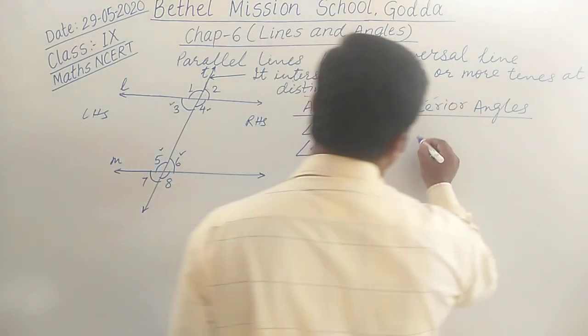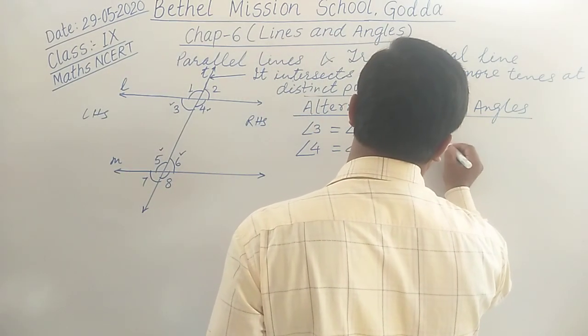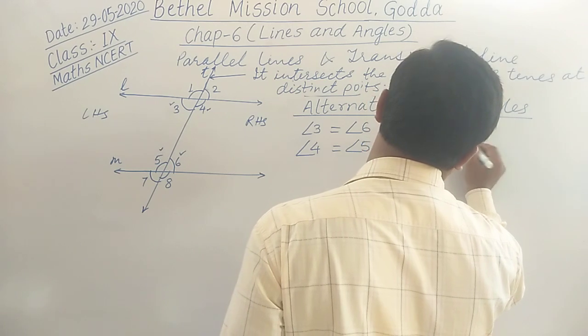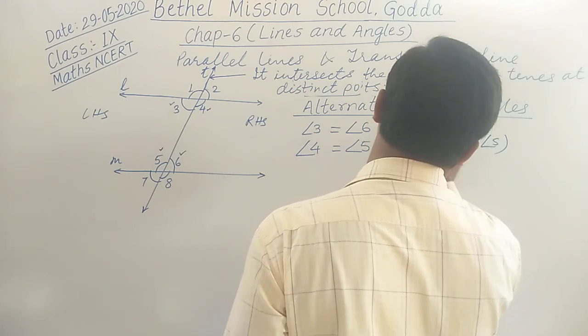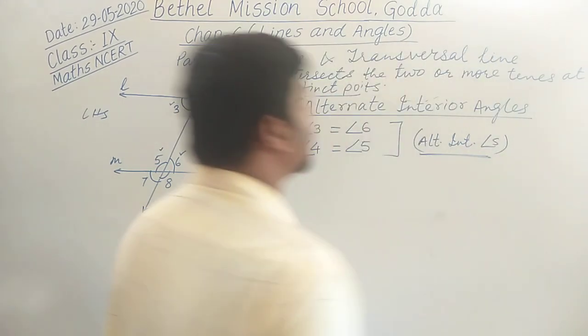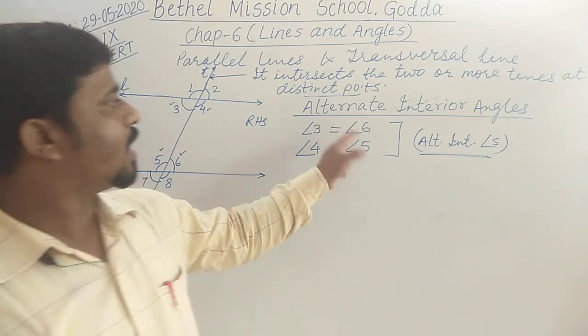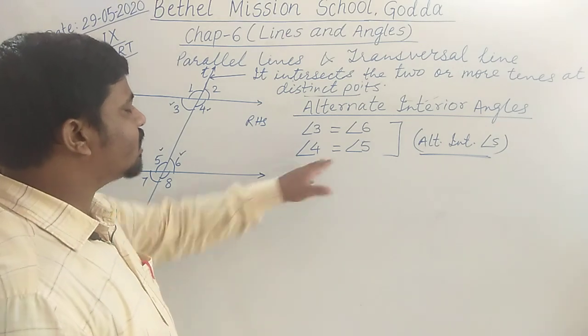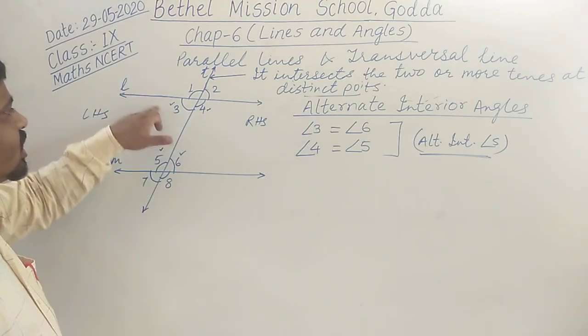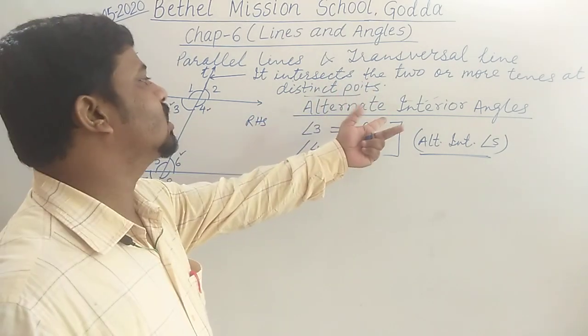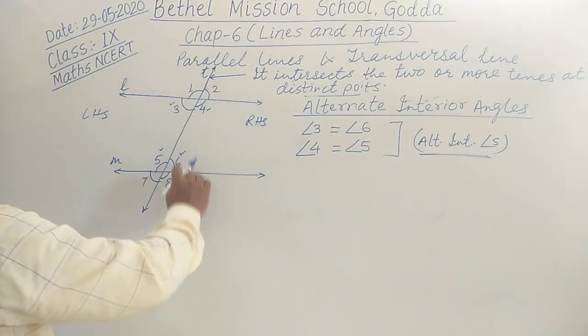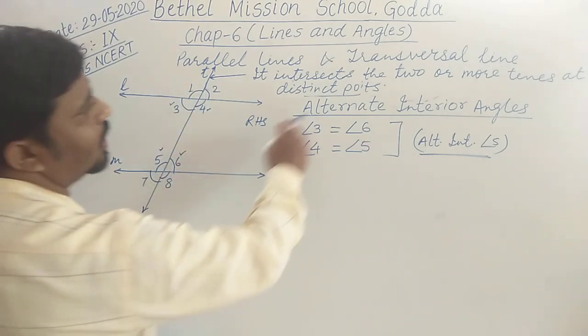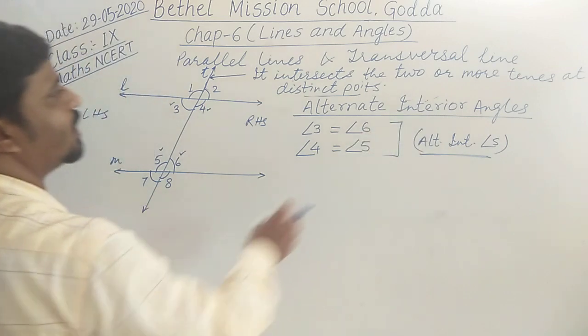In short, we write: these are called alternate interior angles, and alternate interior angles are equal. So you understand why they are alternate interior angles? Because they are just opposite to each other. That's why they are alternate. Interior means they are just inside of the parallel lines. That's why these angles are called interior angles.